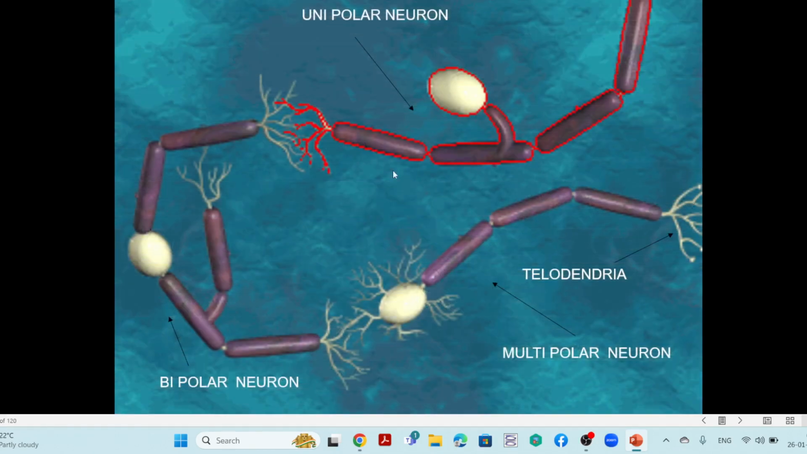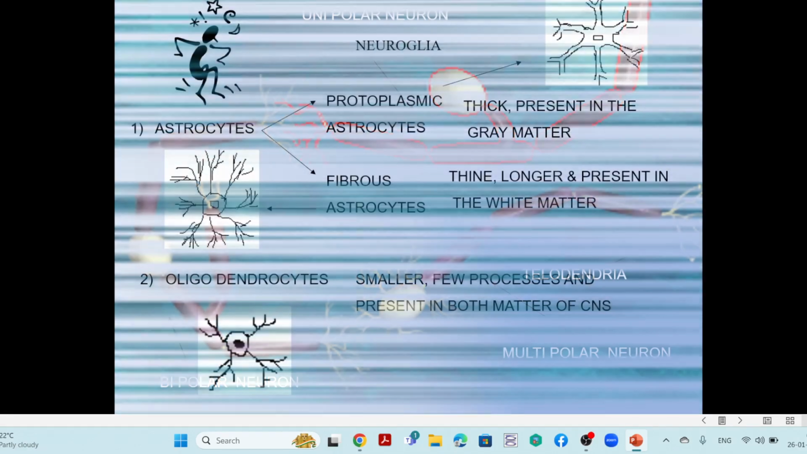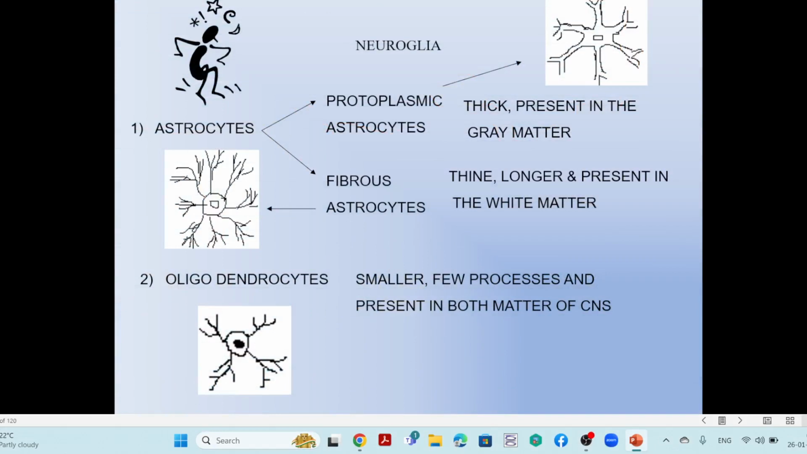So be clear: this is unipolar, this is bipolar, and this is multipolar neuron. These are the main classifications: uni, bi and multi. Uni means single process, bi means two processes, and multi means more than two processes. Those are the divisions of neurons. Then again, neuroglia.